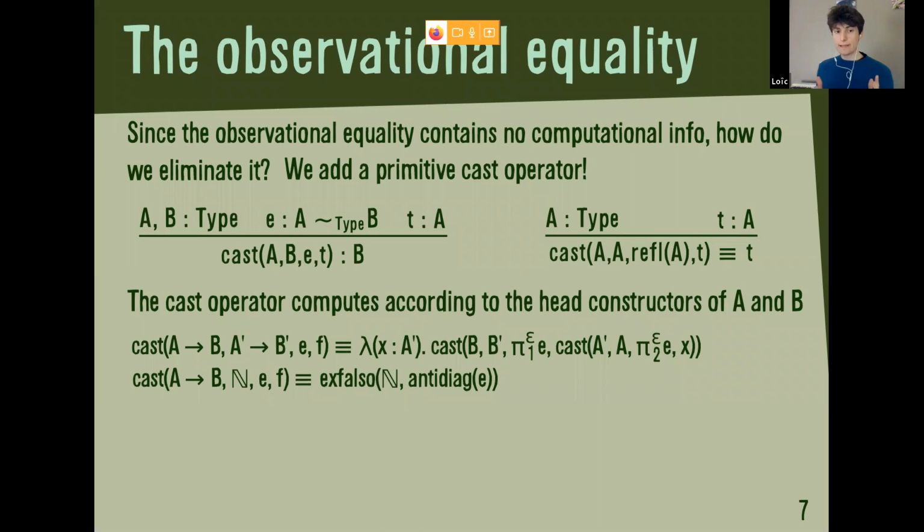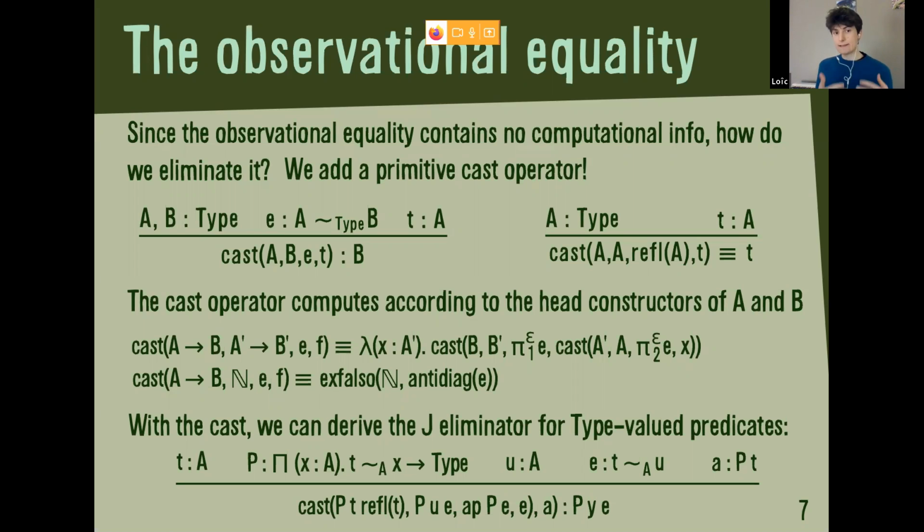Yes, I was saying that the cast operator will compute according to the head constructors of the two types A and B. And in the case of matching head constructors, it will reduce, well, on a type-by-type basis. And in the case of non-matching head constructors, it will use the fact that the equality between non-matching head constructors implies a contradiction to simply produce a dummy element of the second type.